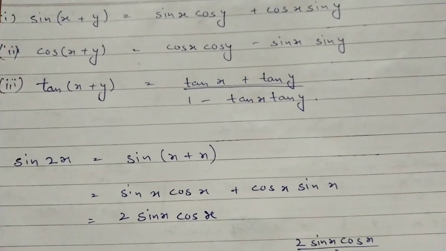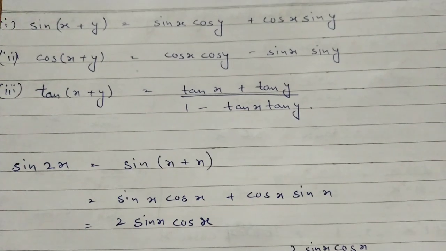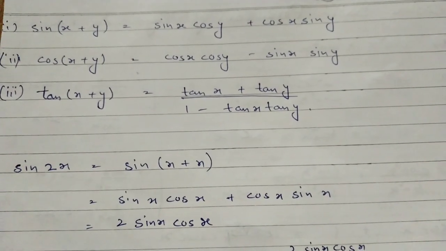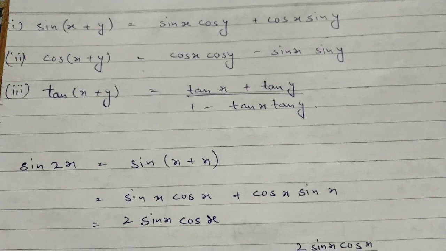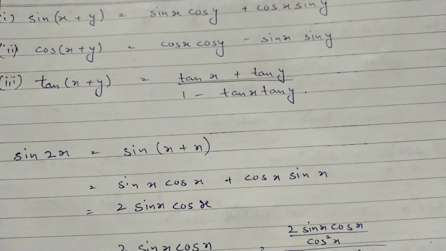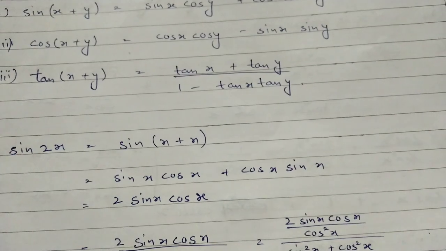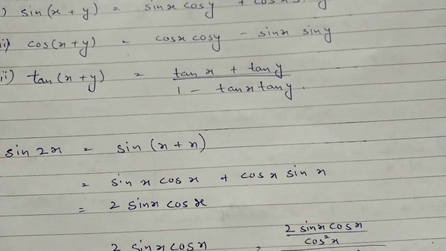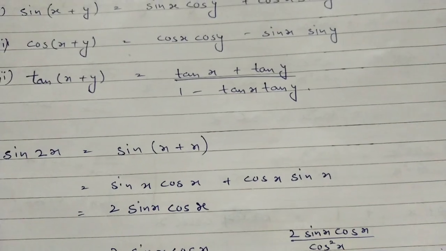So from our formula, sin (x plus y) equals sin x cos y plus cos x sin y, we can apply this formula to sin (x plus x). Here y is also x, so it becomes sin x cos x plus cos x sin x. These both are the same, so it becomes 2 sin x cos x.